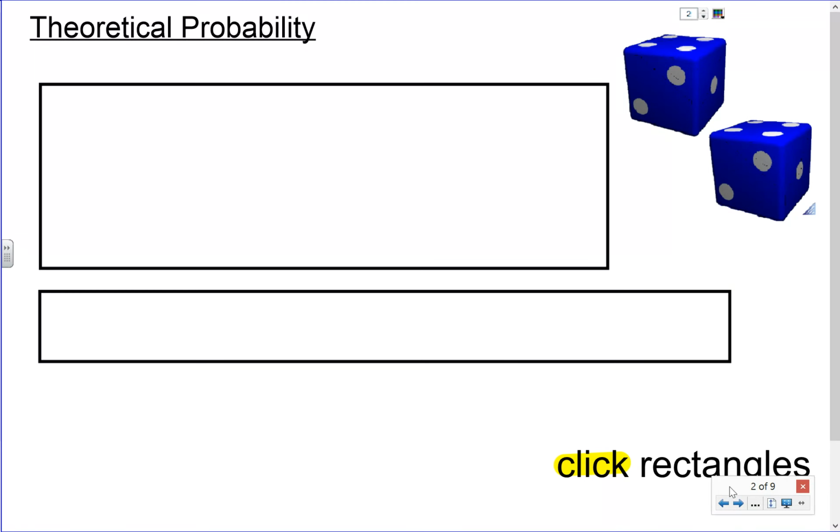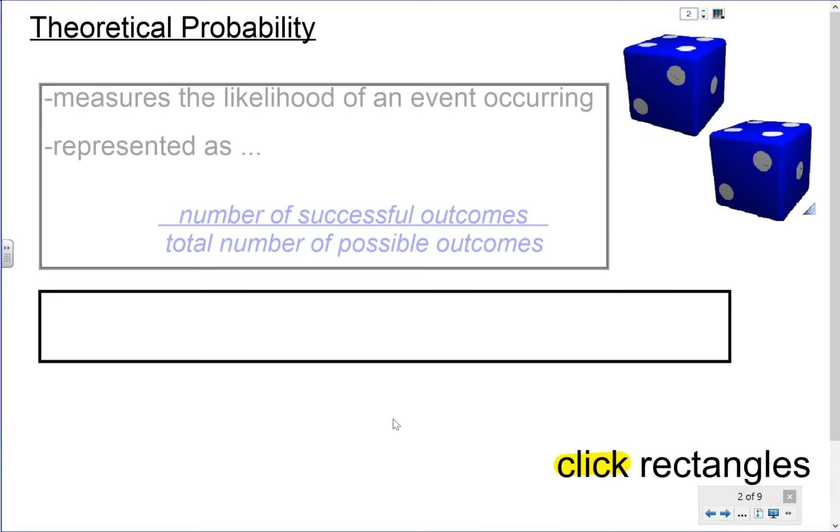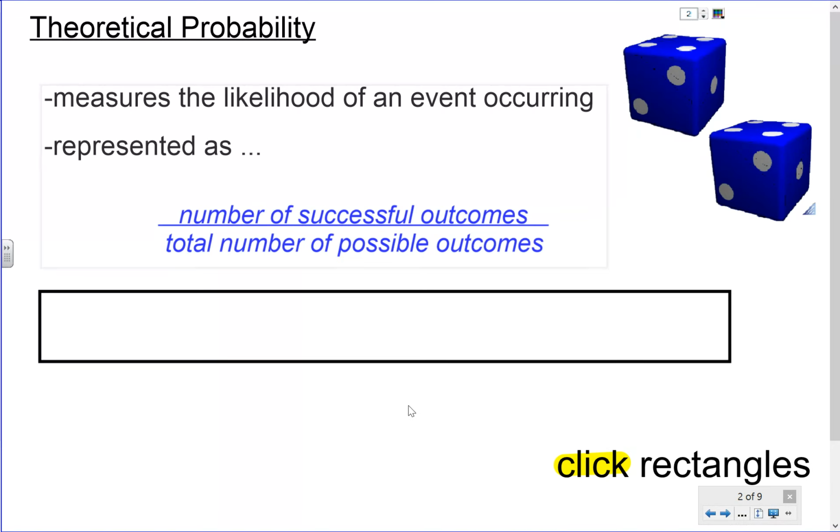So we started looking at that in class, and we may have come up with the following. It measures how likely something will happen, and it's represented as a ratio. The ratio is the number of successful outcomes, meaning what is it that you're looking for, compared to the total number of possible outcomes.